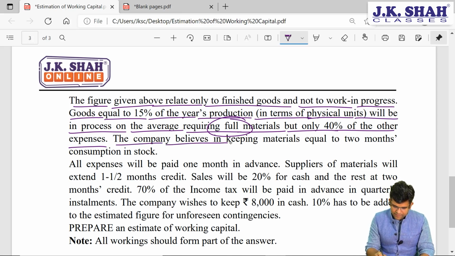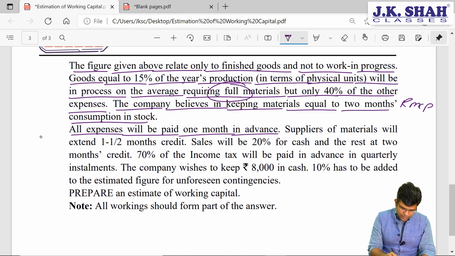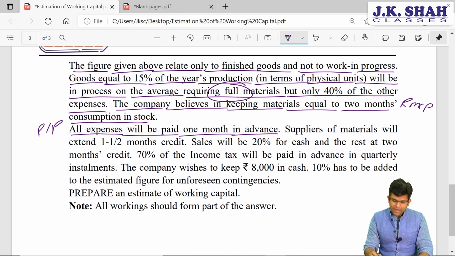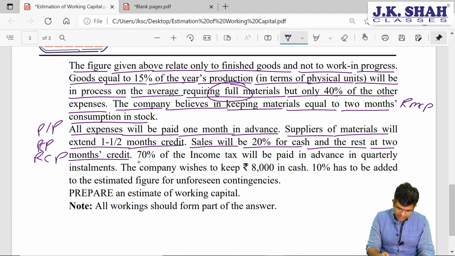The company believes in keeping materials equal to 2 months consumption in stock. This is your RMCP, correct? RMCP, raw materials conversion period. All expenses will be paid 1 month in advance. So children, this becomes your prepaid expenses. Suppliers of materials will extend 1.5 months of credit. This is your payables conversion period, that is PCP, correct? Sales will be 20% for cash and the rest at 2 months credit. This is your receivables conversion period.